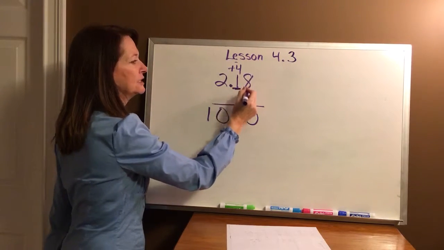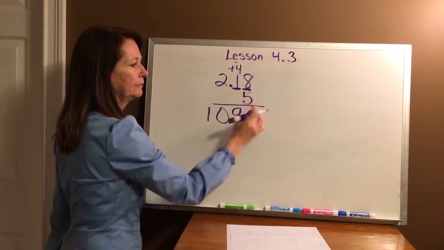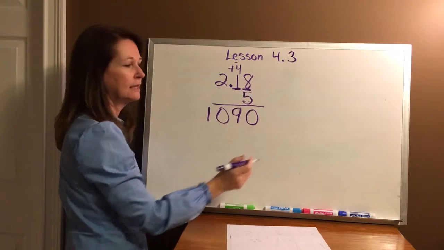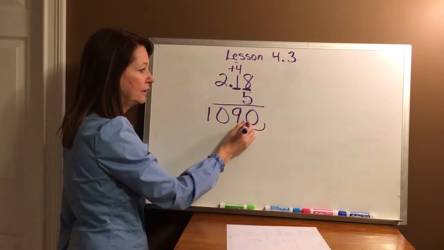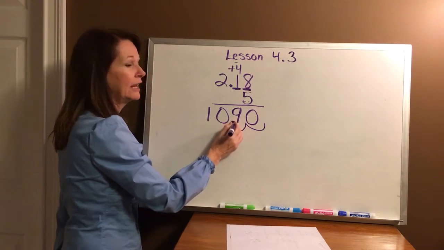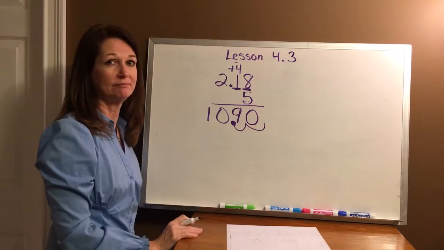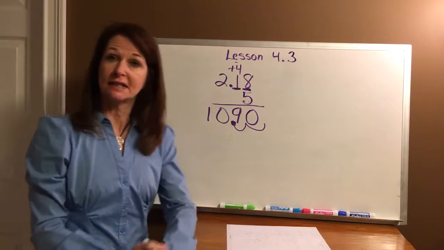There are 2 digits to the right of the decimal in our problem. Between our 2 factors, we have 2 digits to the right. So we're going to start over here. 2 digits. Ready? 1, 2. Now our answer is 10 and 90 hundredths. Works for me. All right, go practice, guys.